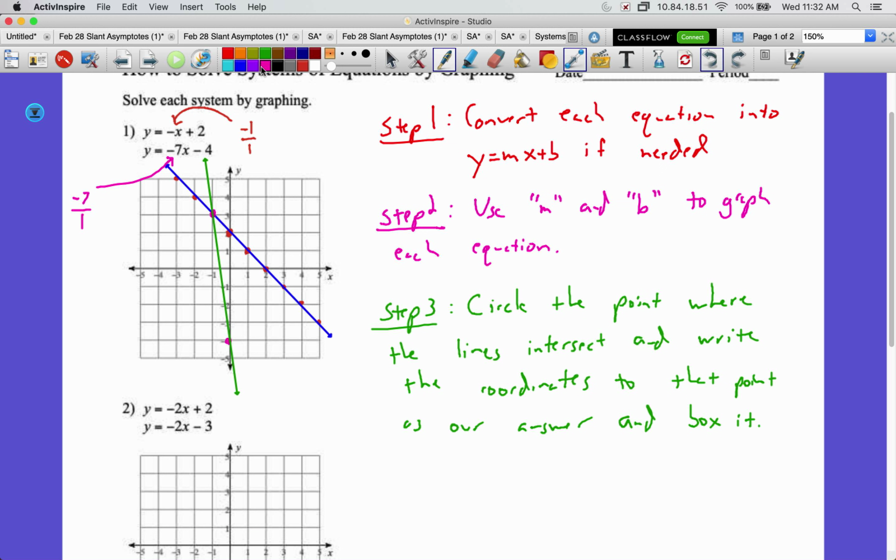So we're going to go ahead and circle that point and say that our answer to this system of equations is the point -1, 3. Remember, always do the x, then the y. So I have to go over to the -1, and I'm going to go up 3 to get to that point.